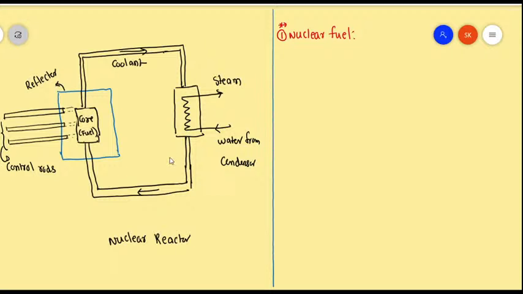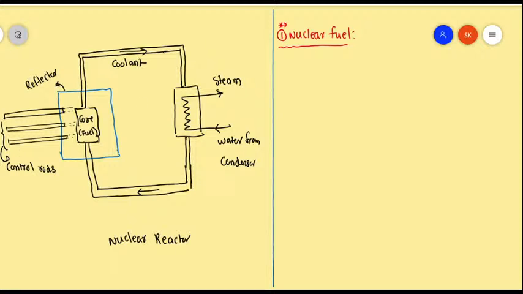Petrol is the fuel for a vehicle; that is the nuclear fuel here. Similarly, to run the nuclear reactor, we have to use some fuel, and that is uranium, right? Uranium undergoes fission, splitting, and then after that, energy is released.